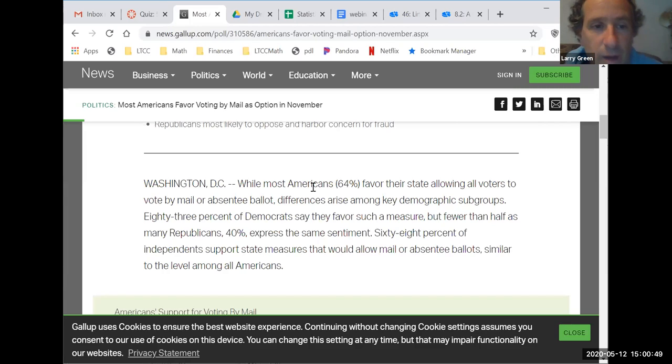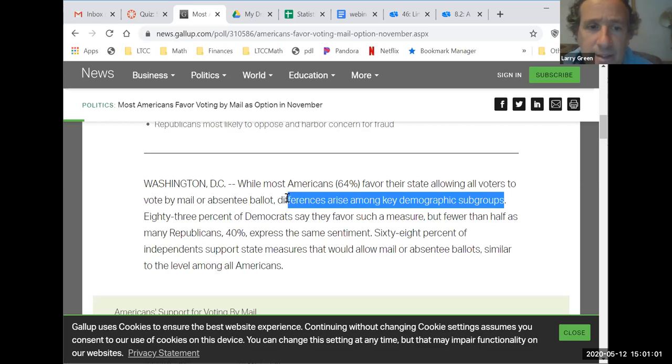While most Americans, 68%, favor the state allowing all voters to vote by mail or absentee ballot, differences arise among key demographics groups. Now, I'm not going to get into the demographics. That's a whole bigger issue, and that's advanced statistics.